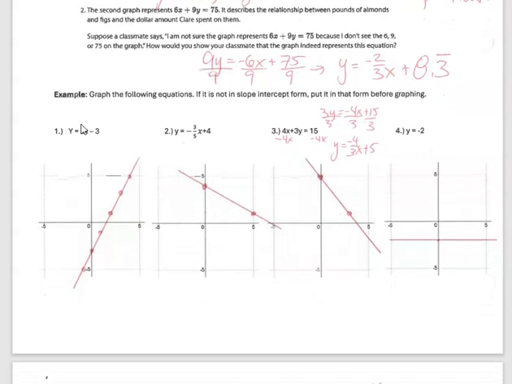The last thing we covered in the lesson in class was how to graph. So when you get it into slope-intercept form, you can find out where you're going to start on the y-axis. For example, on number 1, you start at -3, and then you move away from it using your slope. When they have a slope of 2, that is 2 over 1, which means up 2 over 1, up 2 over 1, up 2 over 1. And then you connect your points.